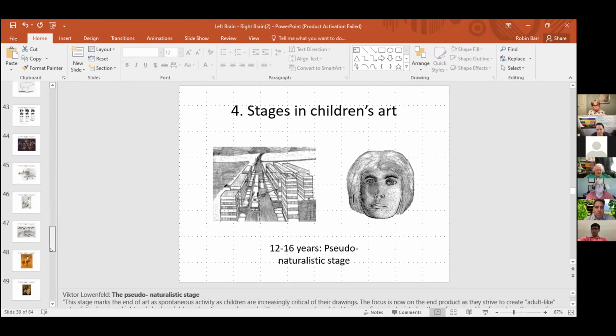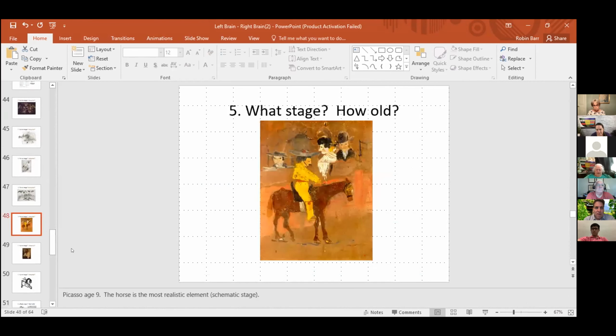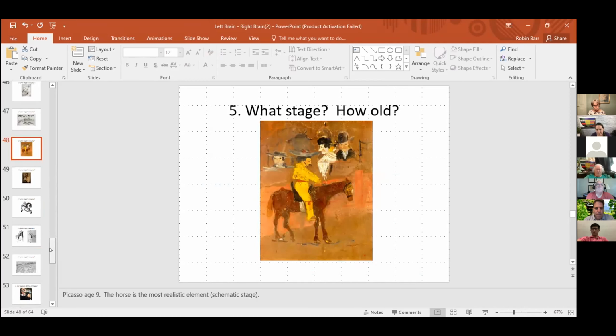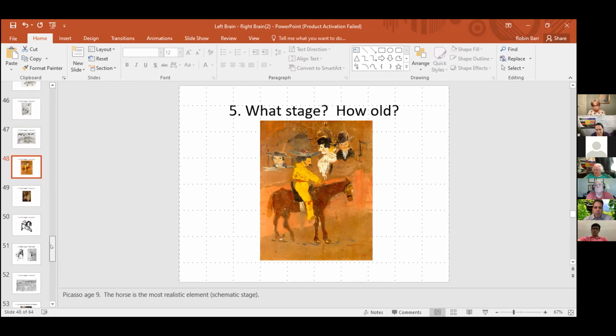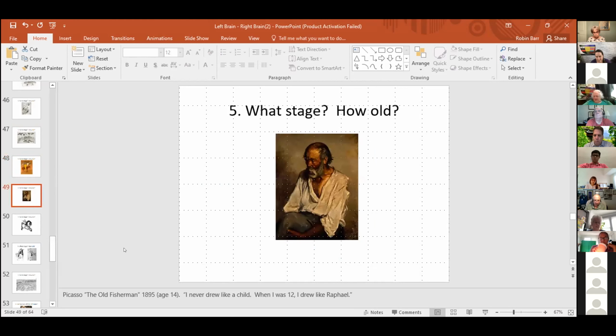And so by age 16 or so, if you're a good artist, like Picasso, this is Picasso age 9, we say, oh, he's really good at drawing horses, right? He's very good at art because he's closer to reality. Of course, what he did later was diverge from reality, but he could be very realistic first. This is when he was 14.